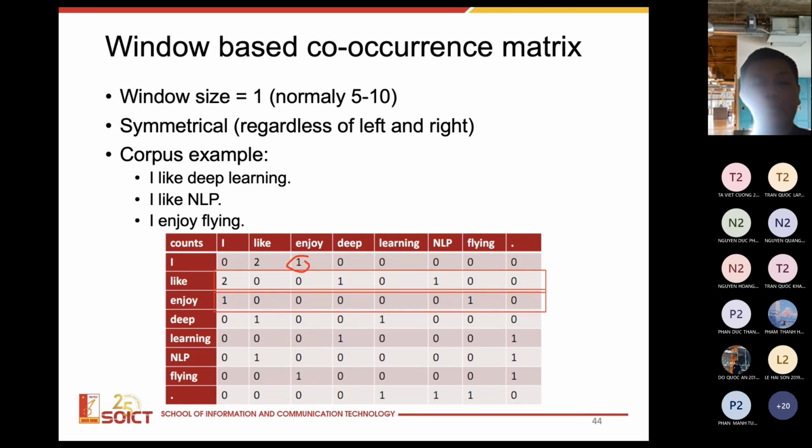So I put 1 here because I just found "I enjoy" here. I said the window size is equal to 1, so I don't consider the other words further away. Again, for example, "I like": there are 2 times the words I and like appear together, so I put 2 here. In this case, every word can be represented as a row. And we can use this co-occurrence matrix to get the word vector for every word, and then use them to compare and see if they are similar or not.